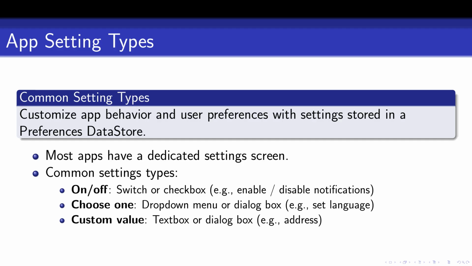Most apps have a settings screen to control behavior and preferences. These screens let users customize their experience, with preferences stored in DataStore for persistence. Common setting types include on-off switches for features like notifications, drop-down menus for single-choice options like language selection, and text inputs for custom values like addresses. These settings enhance app flexibility, letting users tailor functionality to their needs. By storing settings in DataStore, the app ensures preferences are retained across sessions, improving usability and engagement with a personalized experience.